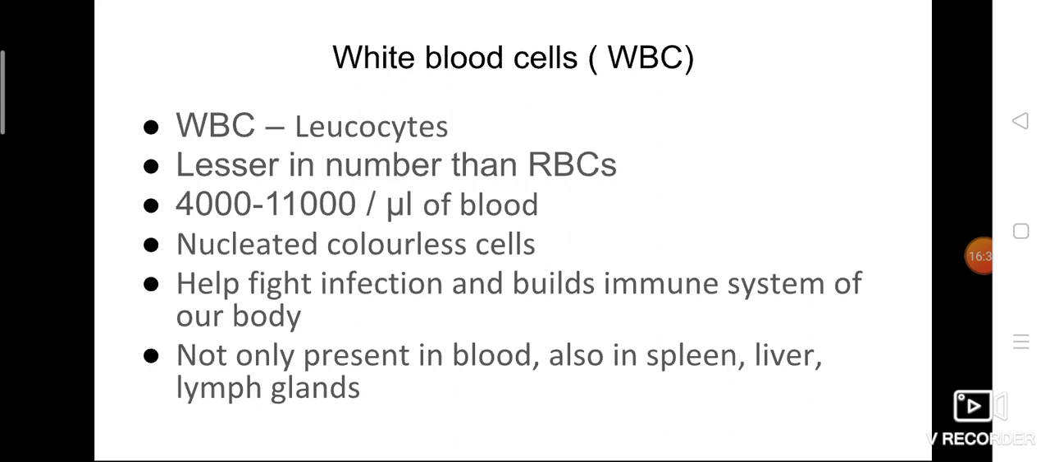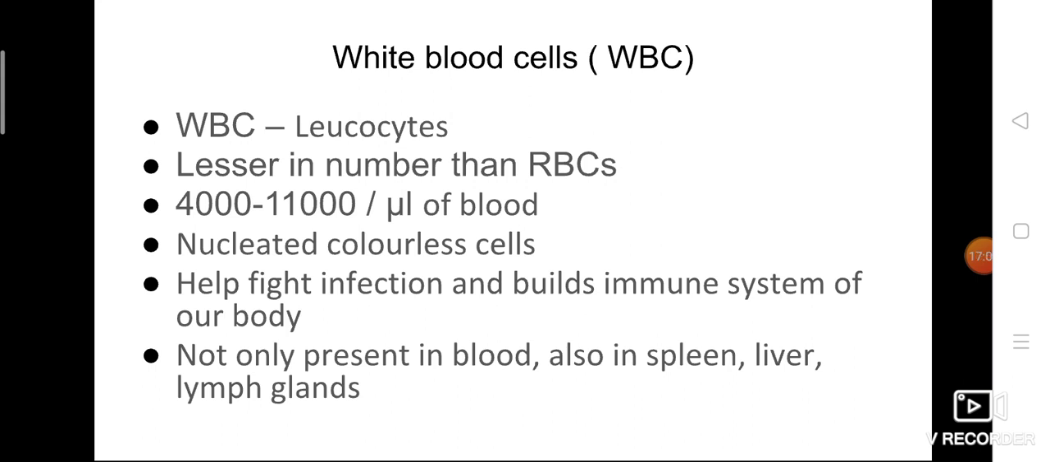While there are 5 million RBCs in 1 microliter, how many WBCs are there in 1 microliter of blood? Just 4,000 to 11,000 WBCs are present. And RBCs have no nucleus, but WBCs have a nucleus. RBCs are red in color because of the pigment hemoglobin. Here there is no pigment, so they are colorless.